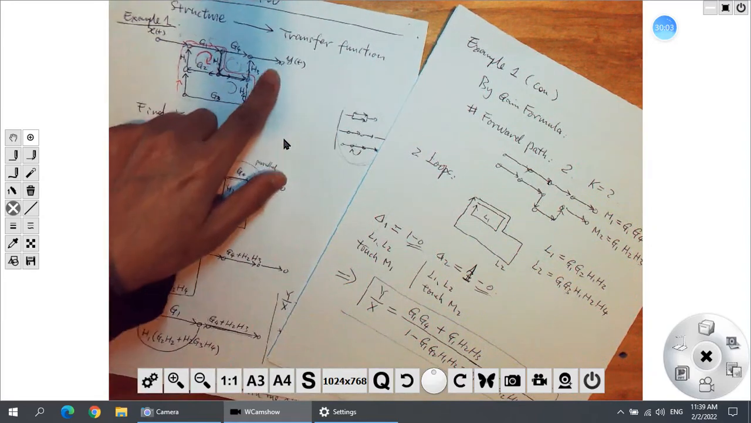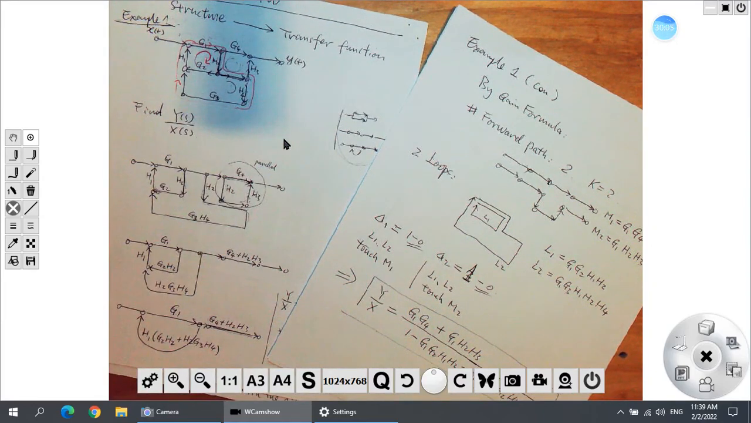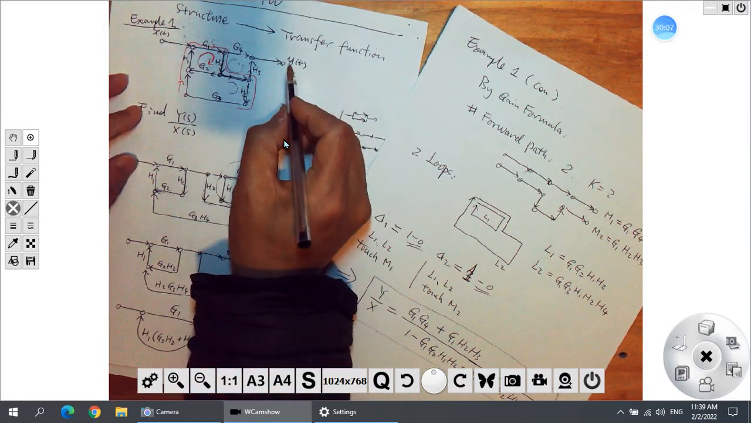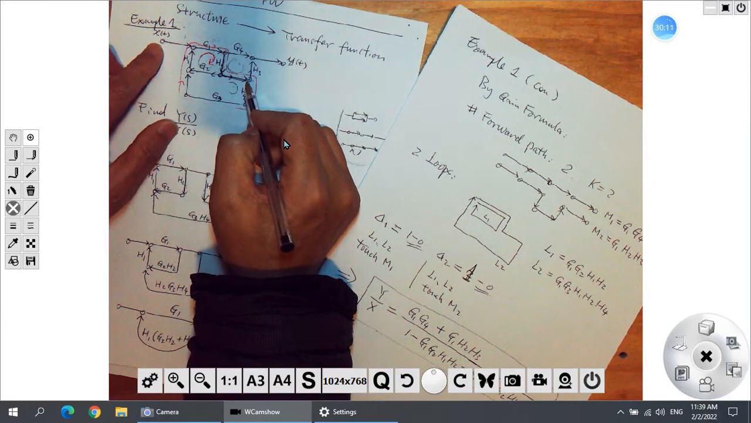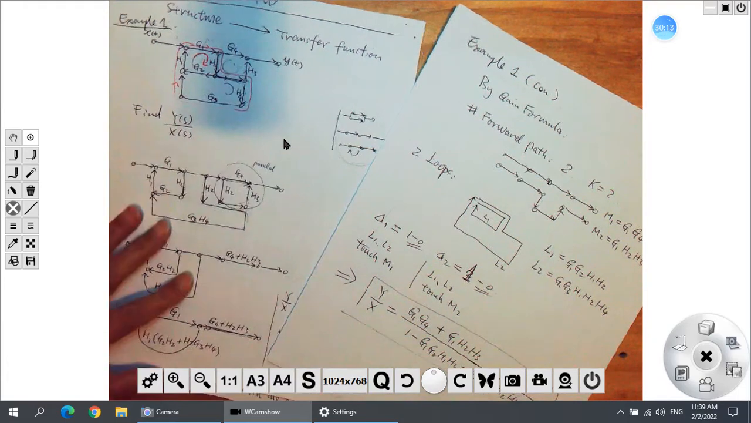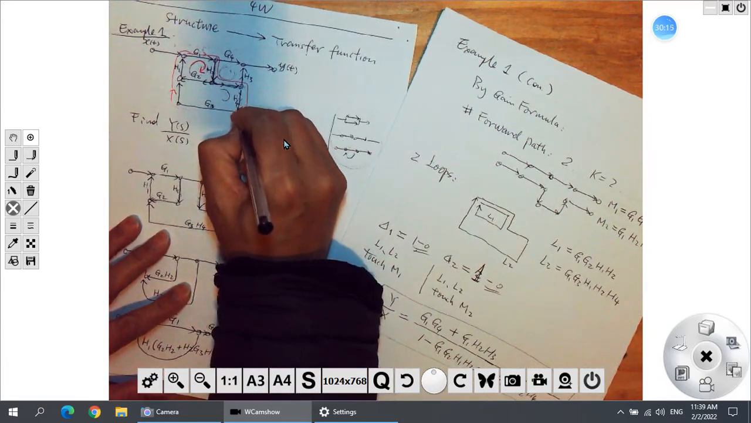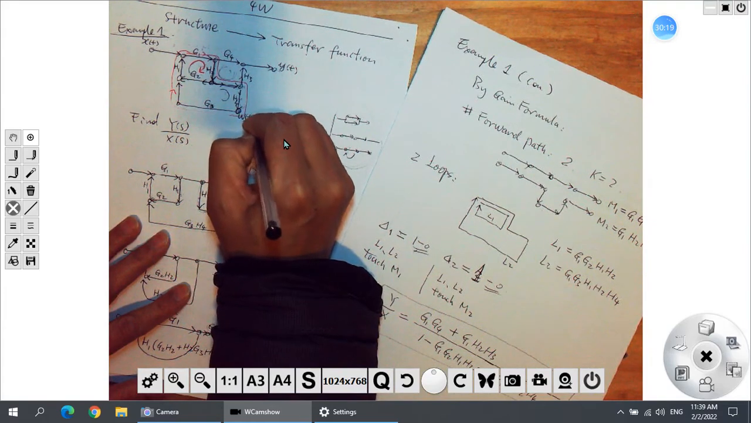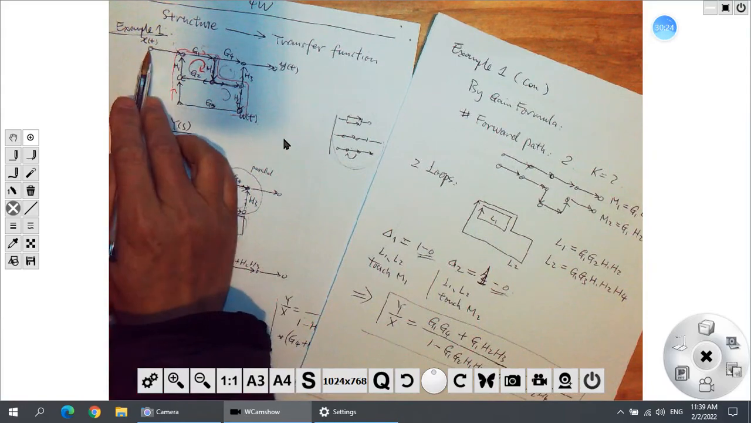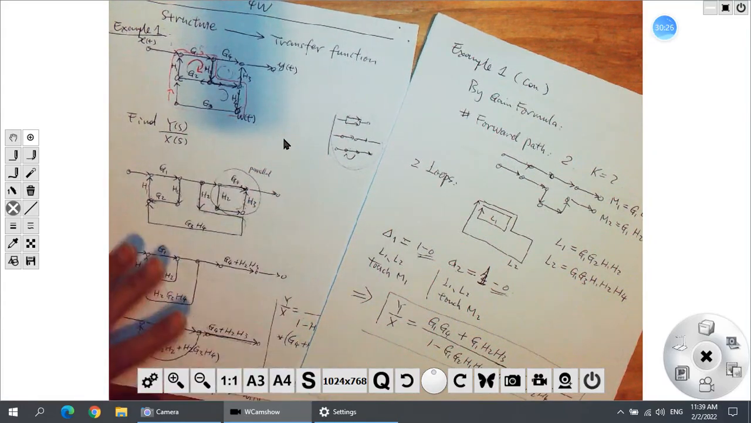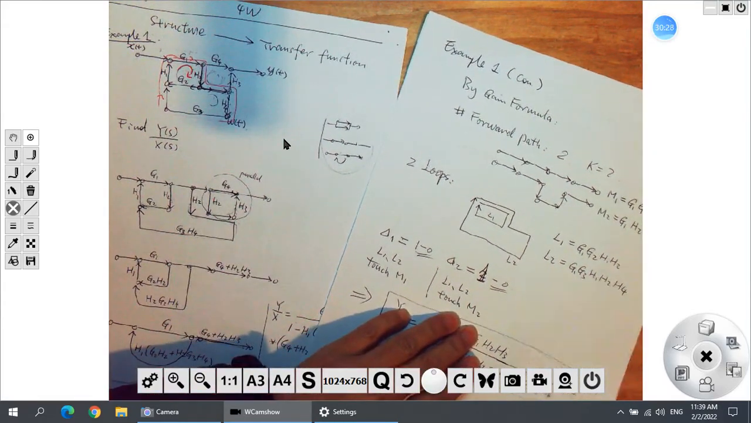Now we have this one as output. If you want to find the transfer function from any output related to the input, you can work like this. For example, I have a point here. I say this is W of t. Can we find the transfer function from x to w? Yes, we can do a similar thing.